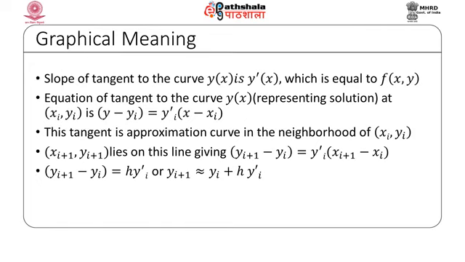And if in this straight line I put x equal to xi plus 1, I am estimating the y value of the point on this tangent, which is drawn to the curve at the point (xi, yi). So I put x equal to xi plus 1. The right side becomes yi dash into h, and yi on the right side gives yi plus h yi dash. This is the estimate of yi plus 1.